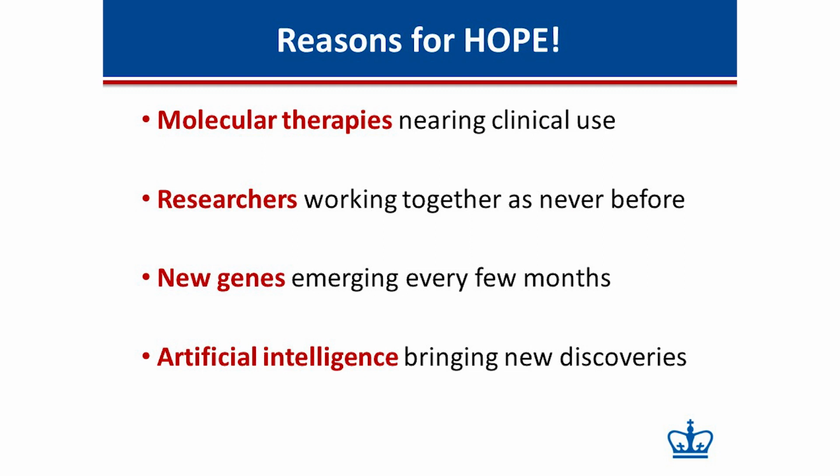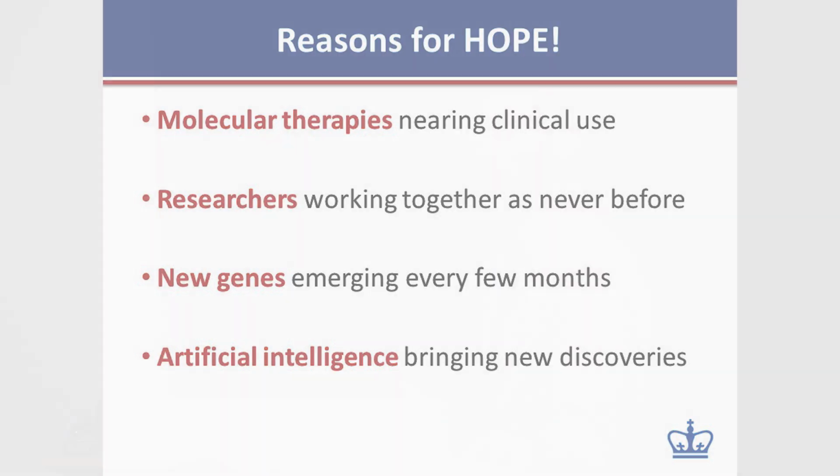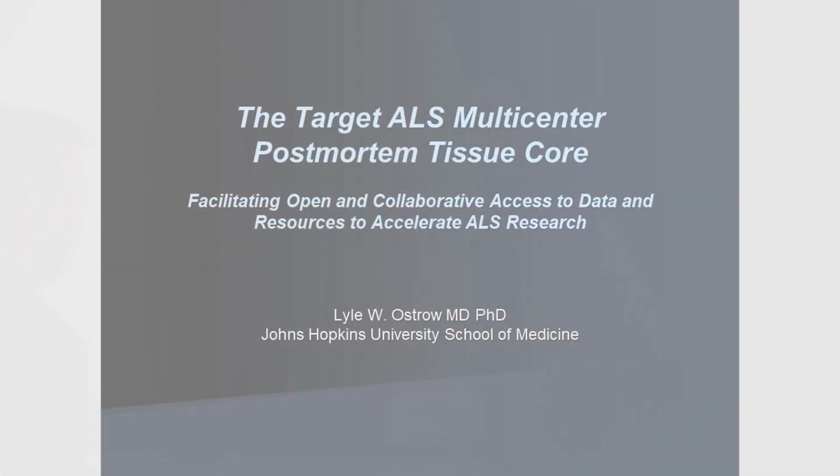So I'll just wrap up by saying that there are many reasons for hope in 2019 in ALS, many of them spurred by the ALS Ice Bucket Challenge and the ALS Association and their funding. So the first of these is that molecular therapies are nearing clinical use and showing good results in clinical trials. As Hemali said, researchers are working together as they never have before. And out of that, new genes are emerging every few months that we're leveraging through artificial intelligence and other computer algorithms to bring new discoveries to the space. And so with that, I'll hand it over to Lyle and look forward to the great questions that you'll have at the end.